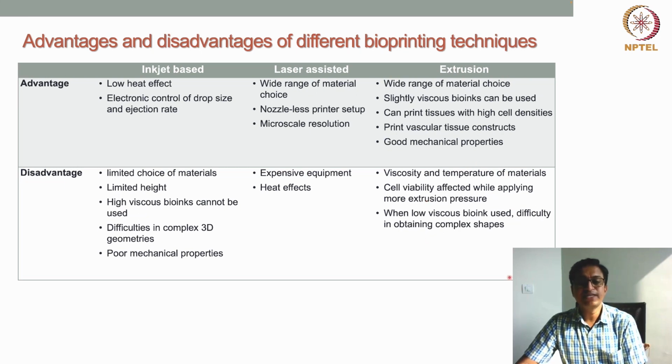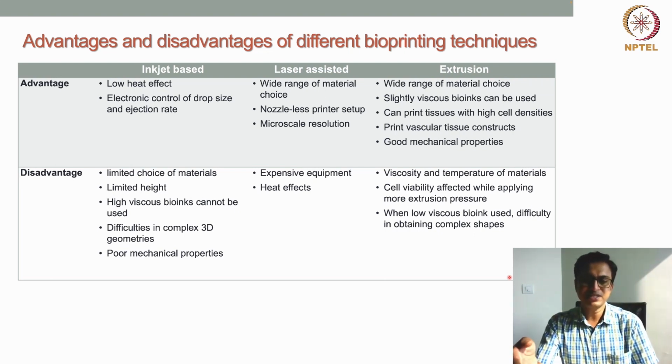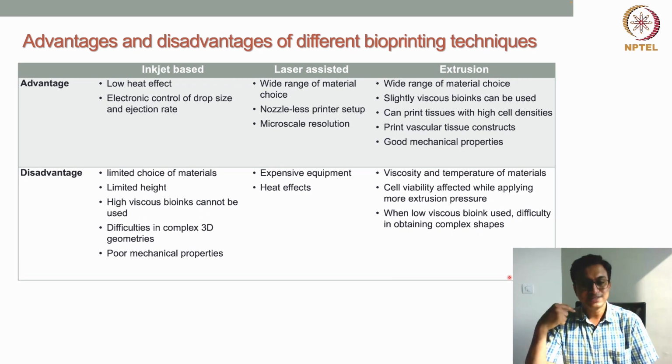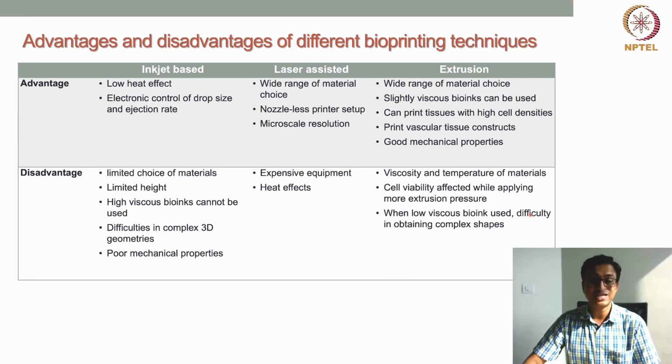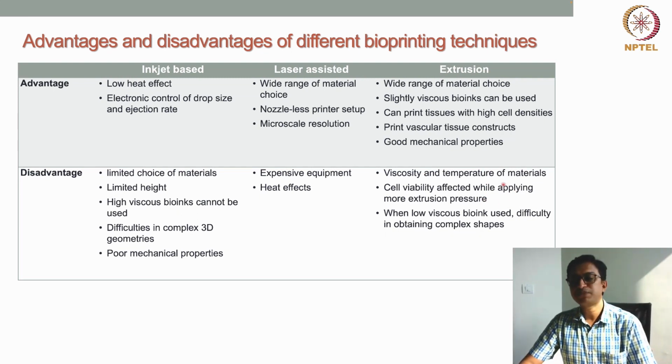Now, cell viability can be affected because of the extrusion pressure. In extrusion based bioprinting, we apply pressure, either pneumatic or piston driven mechanical pressure. That can cause shear stress, which gets generated at the nozzle, and that shear stress in turn can damage the cells. So cells can get damaged due to the shear stress. That can be one challenging part. That's why we need to optimize the process parameters so that the generated shear stress is less.